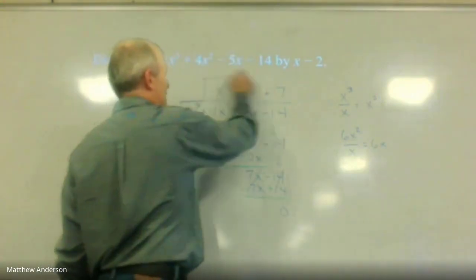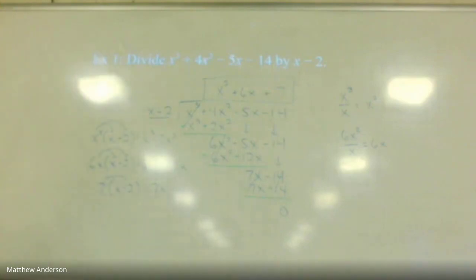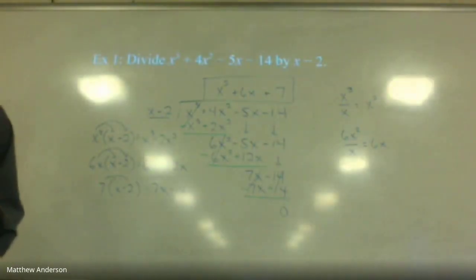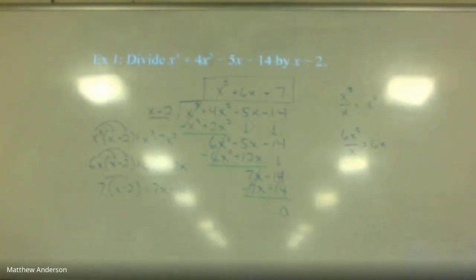And so this is our answer. X squared plus 6x plus 7. And our remainder, if we had to write it down, I know sometimes on the homework it'll have a box for the quotient and a box for the remainder. So your box for the quotient would be x squared plus 6x plus 7. Your box for the remainder, you'd put in a 0 because there is no remainder. It's just 0.